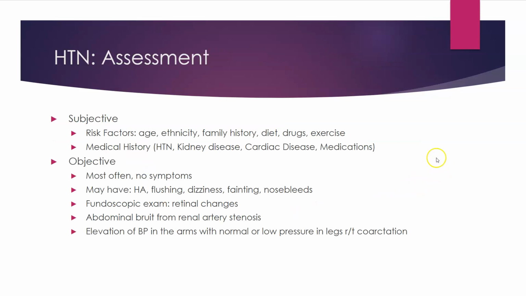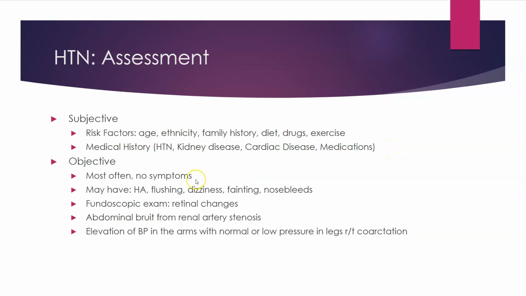So with this, what are we looking for? So we talked about some of those risk factors with age, ethnicity, family history, diet, drugs, and exercise, of course, medical history, so hypertension. So if they've got it, then of course that's easier to see. Kidney disease, so if their kidneys are not working and they're squeezing and trying to get more flow, you're going to see hypertension more. And then cardiac disease or medications that they're on could have secondary effects.